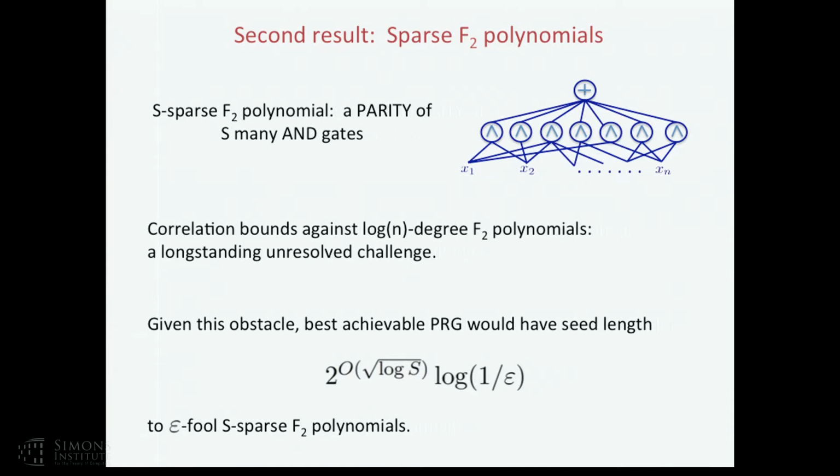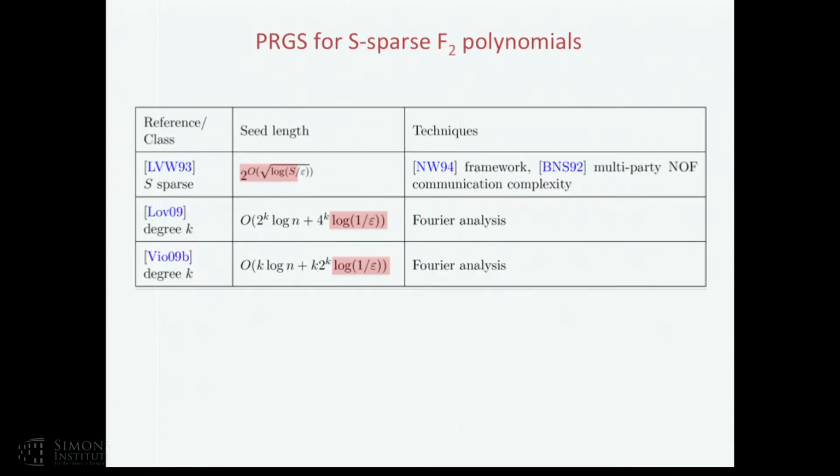If you invert n to the log n, it turns out that the best PRG we could hope for would have seed length 2 to the square root log of the sparsity. Okay, and again, with this log 1 over epsilon, this would be the gold standard given current correlation bounds for these F2 polynomials. So again, you probably can guess where this is going. In previous work, this is Luby, Velickovic, Wigderson. They were able to get the right dependence, modulo the correlation bounds, on s, but the epsilon is not where we want it to be. It's hanging out up in the exponent instead of being down below.